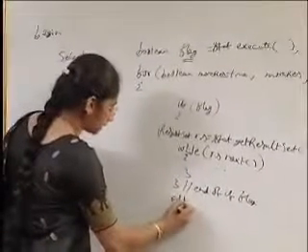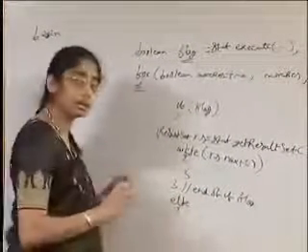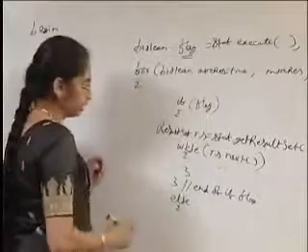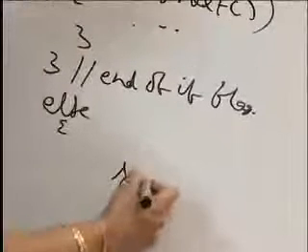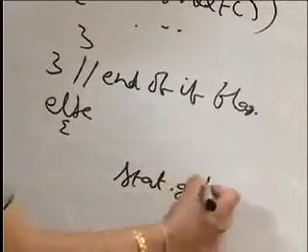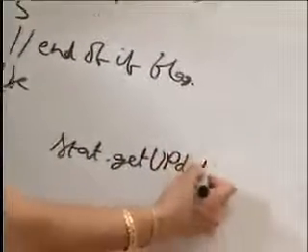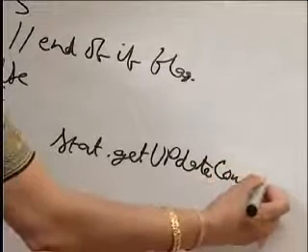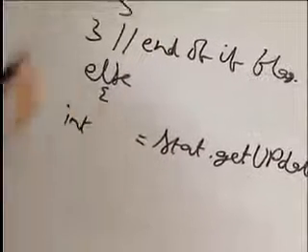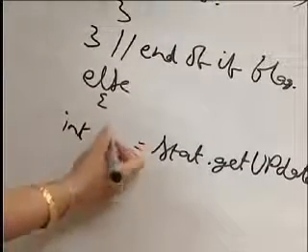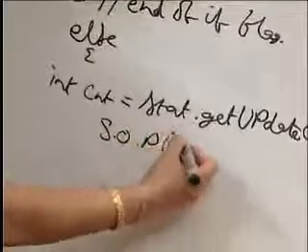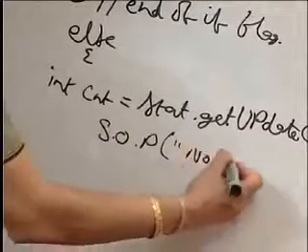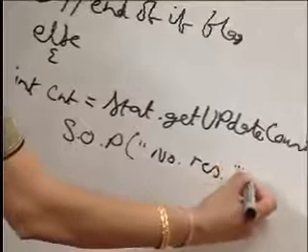Otherwise, if flag is false, we know that there is an updation, some sort of a DML or DDL statement. So you call for statement.getUpdateCount. This will return you the int value. So let's say int count and say SOP, number of records affected plus cnt.